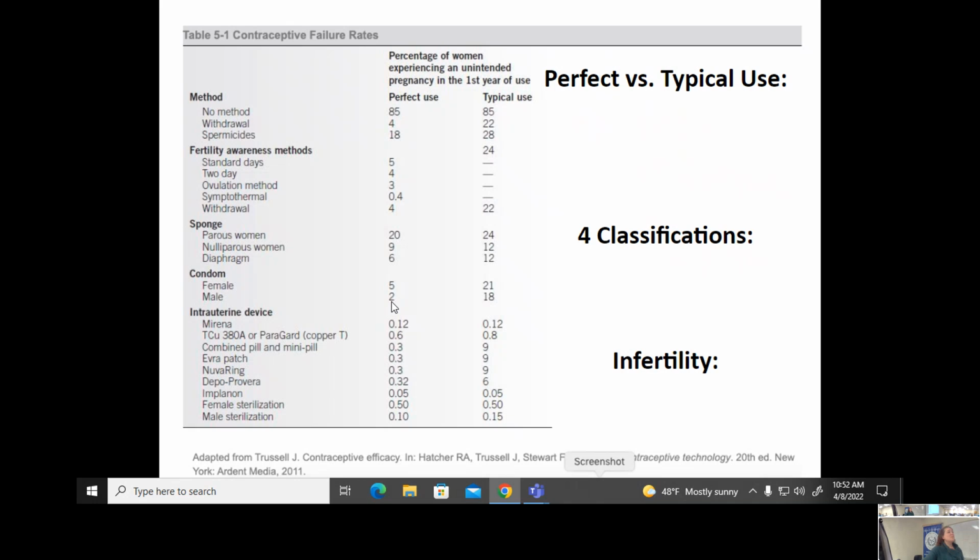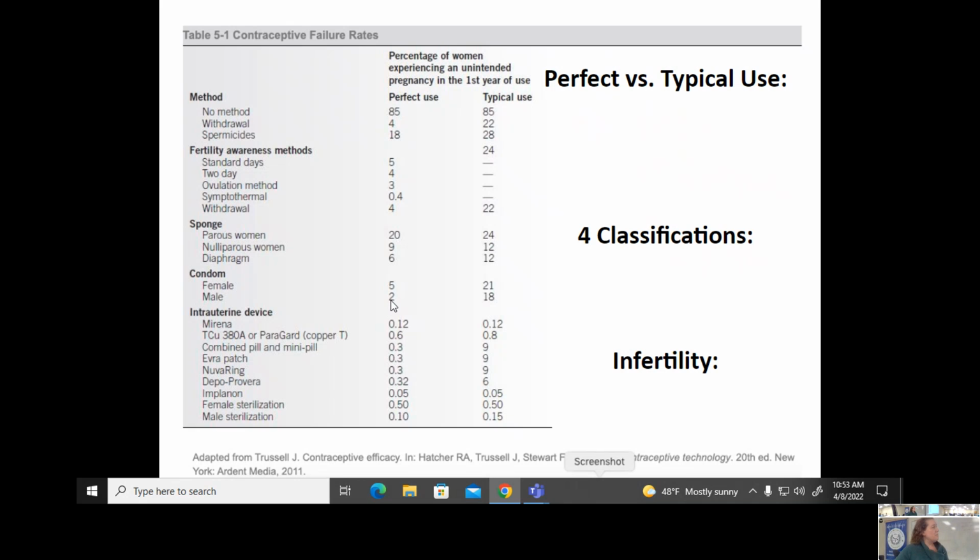So 2% would be like, you get it on, it's the right fit, it didn't tear, you put it on early enough, it stayed on, it didn't slip, everything went right. Perfect is you use that method exactly how you're supposed to and exactly according to the instructions. Like you're using it scientifically and you get everything right. Typical use is like when you look at people that say that they use that, what is their actual failure rate? What's the pregnancy rate?